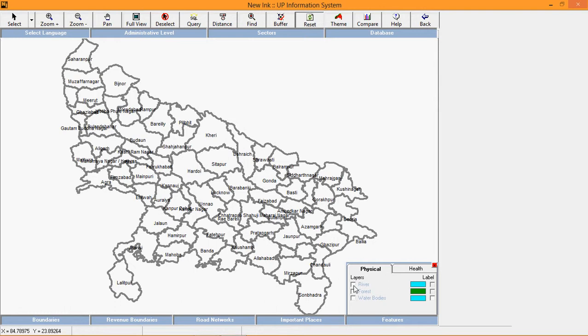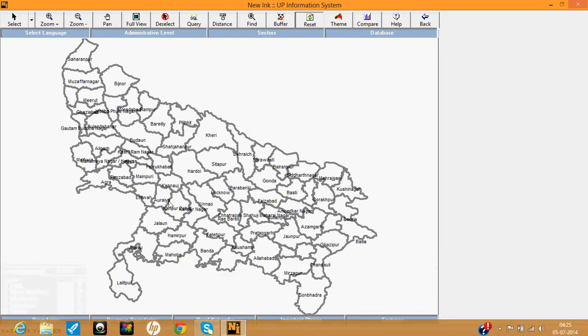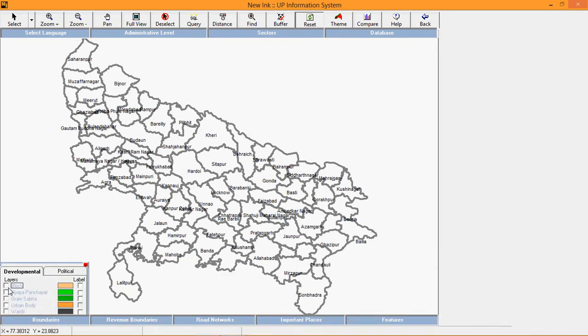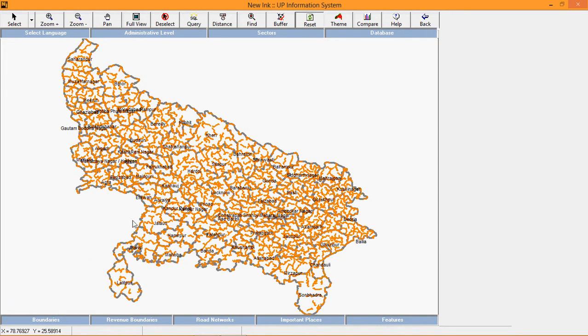Right now I'm showing you the data on Uttar Pradesh. We have created this data at the level of village boundaries, and we have created the state boundaries, district boundaries, the tahsils, naib tahsildar, Potwari circle and revenue village. And from developmental side, under the district boundary, we have created block boundaries, Nyaya Panchayat boundaries, Gram Sabha boundaries, and under that village boundaries.